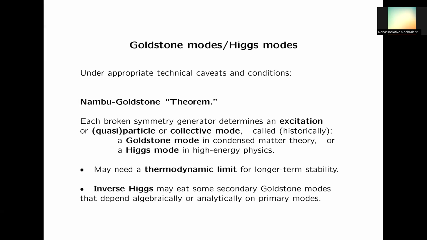And then there are also so-called inverse Higgs, where you think you've got lots of different modes that you can go into, but it turns out there are dependencies amongst them. So you start out thinking you've got lots of Goldstone modes or Higgs, and then these inverse Higgs things happen, and I'll give you an example in a minute, which actually reduce the number of primary modes that appear. That's usually when you have some kind of algebraic or analytical dependencies showing up.